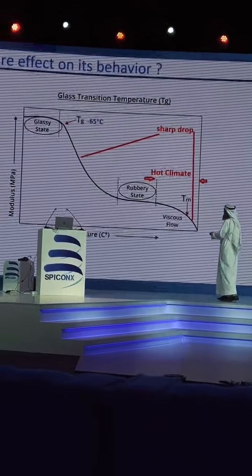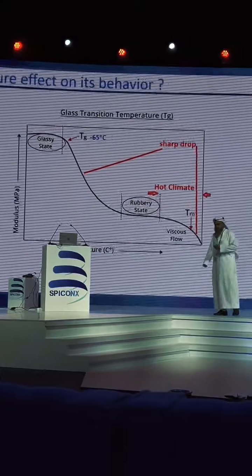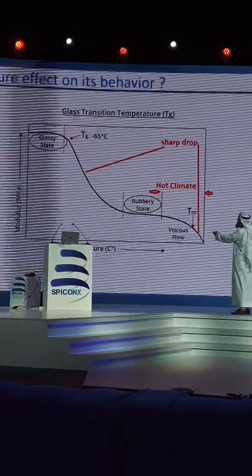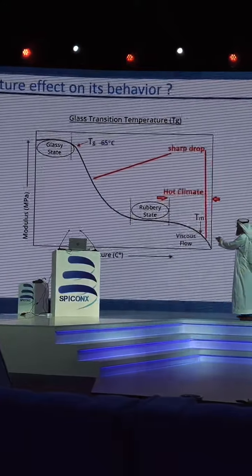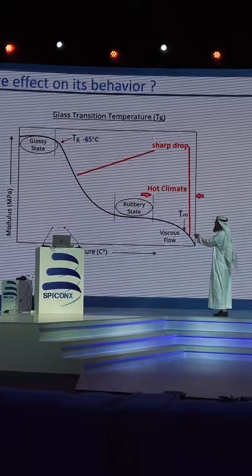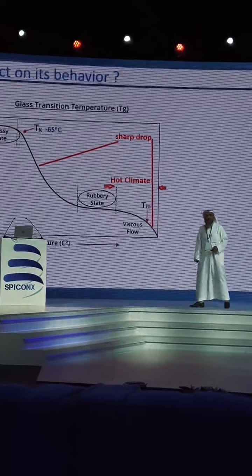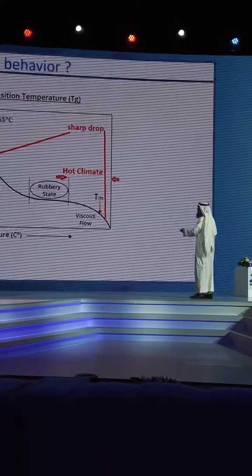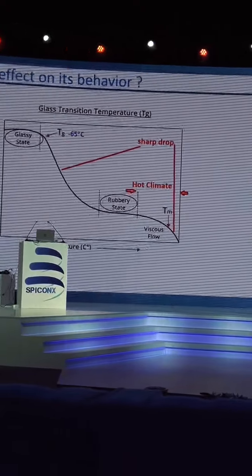This is the glass transition temperature curve of this material. If you work here, you are okay, because first you are above the glass transition temperature, and second, because the effect of temperature is minimal on the modulus of elasticity of the material. If you also work here, you are okay. But working here or there is a big problem.